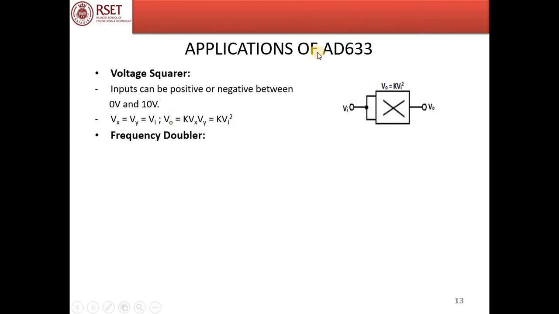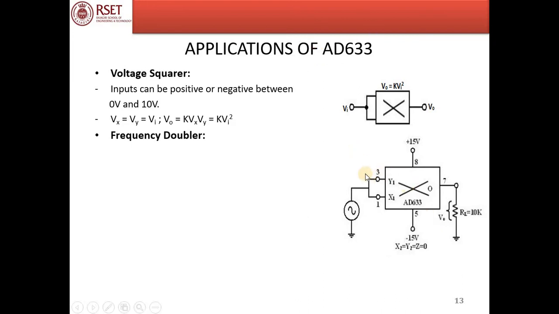Next, the AD633 IC can also be used as a frequency doubler. So again the inputs X1 and Y1 are shorted together and provided with the input, and we take the output. Let the input provided be AV sin 2 pi ft. So what will be the output? AV sin 2 pi ft into AV sin 2 pi ft, divided by the scaling factor 10. Using sin squared theta equal to (1 minus cos 2 theta) by 2, this becomes AV squared into (1 minus cos 4 pi ft), the whole divided by 10.